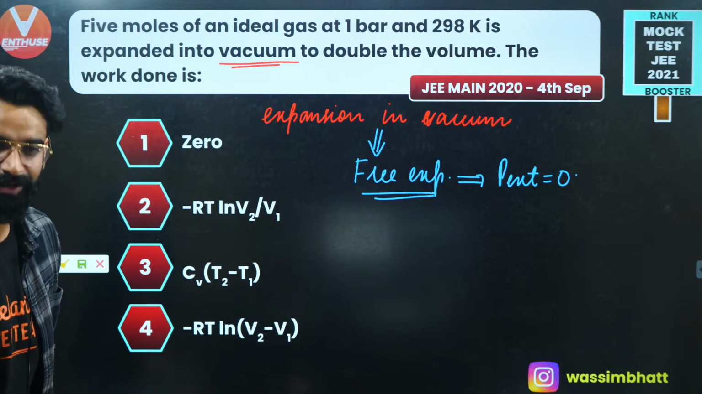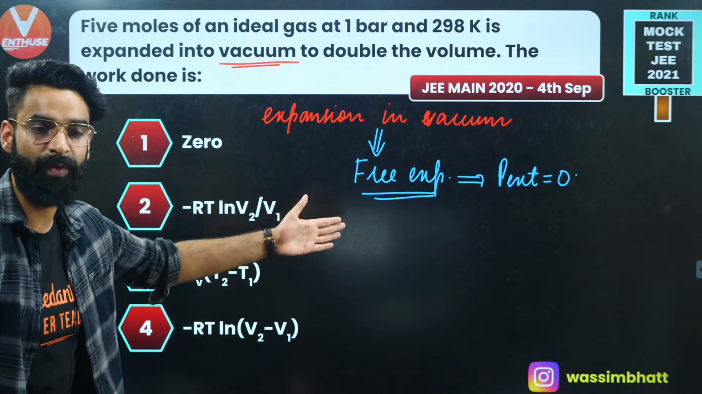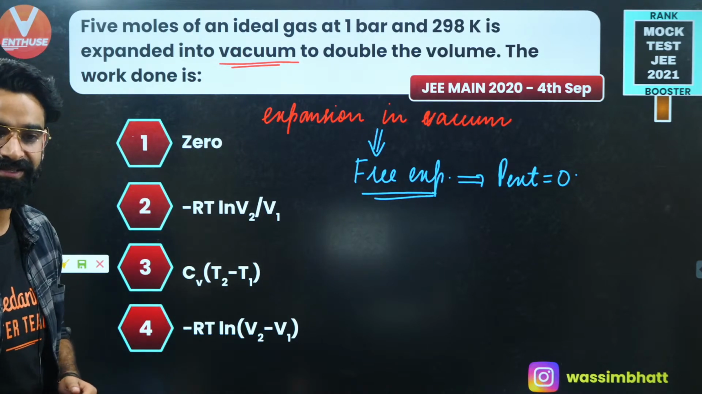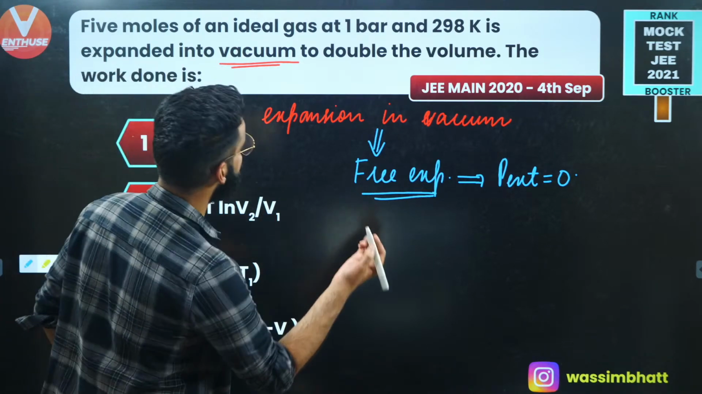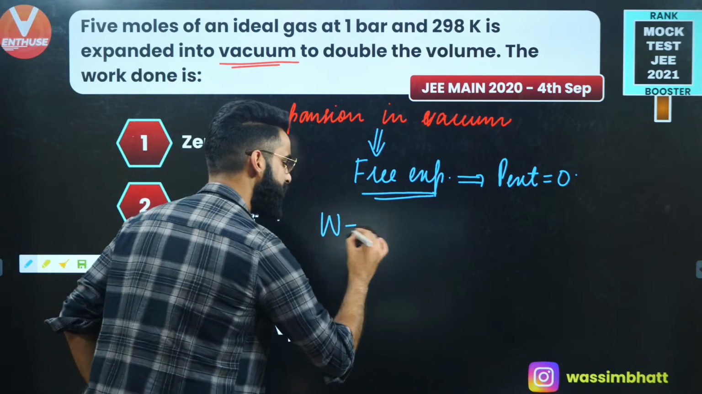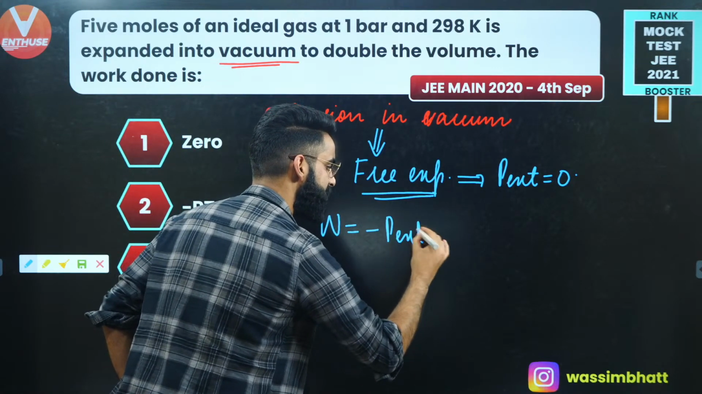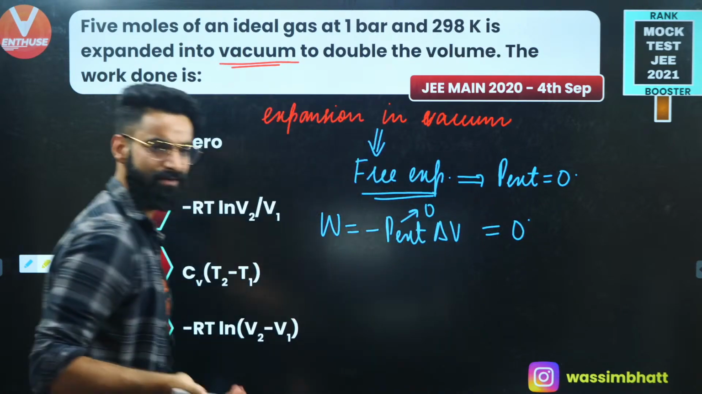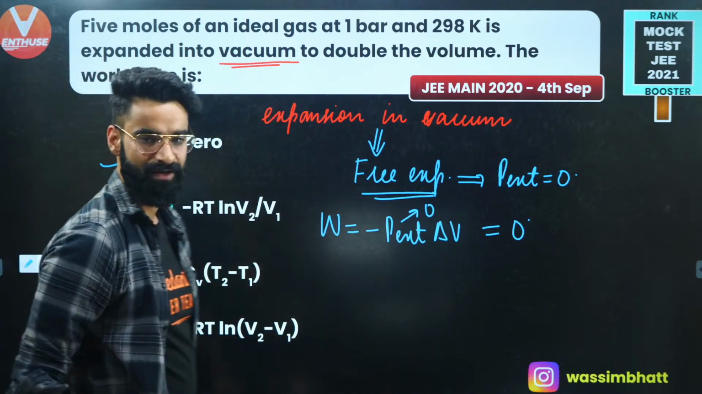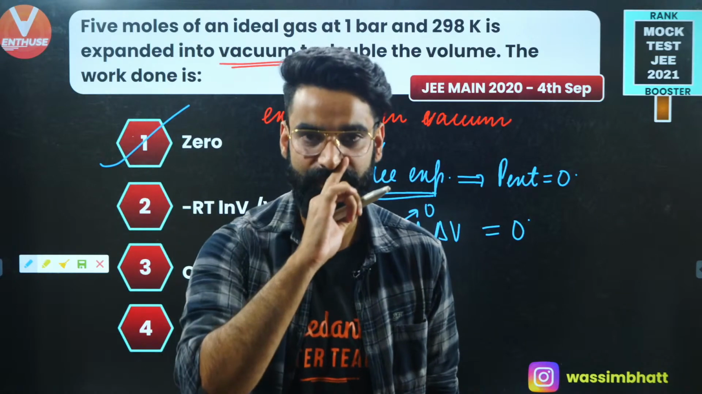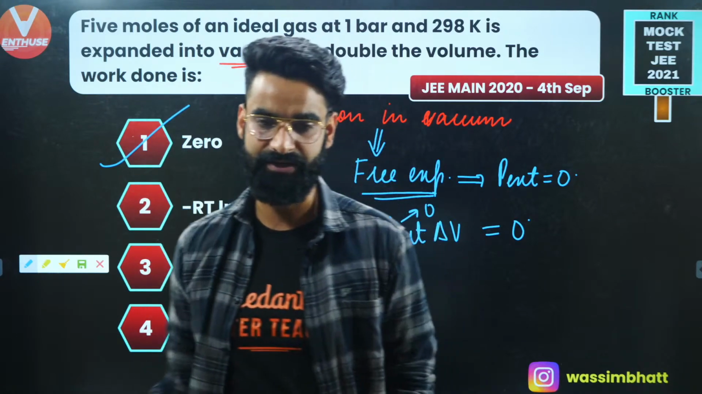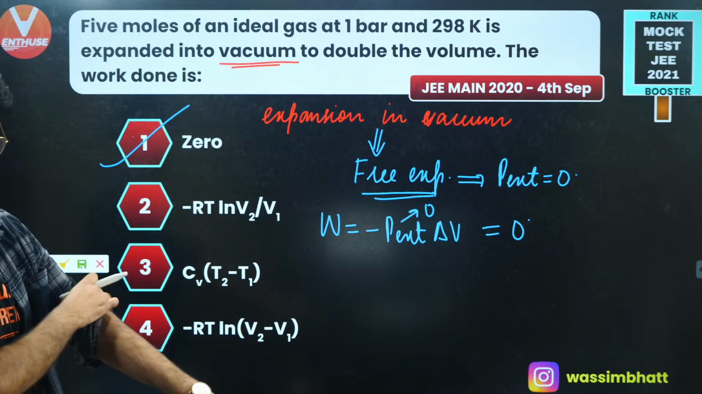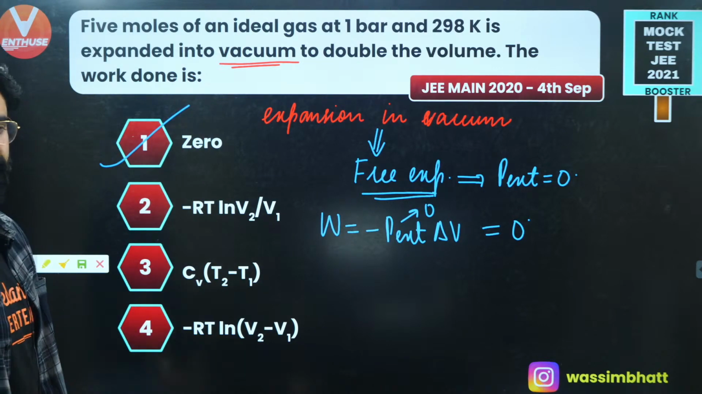Okay, the question is done. Expansion in vacuum is what we call as free expansion. I'm doing the free expansion of an ideal gas. P external is 0. What is going to be the work done? W is simply equal to minus P external delta V. Since the value of P external is 0, that means W value is 0. As simple as that. Remember, work done in case of free expansion is always taken to be 0 in case of the ideal gas. It's going to be option A, absolutely.